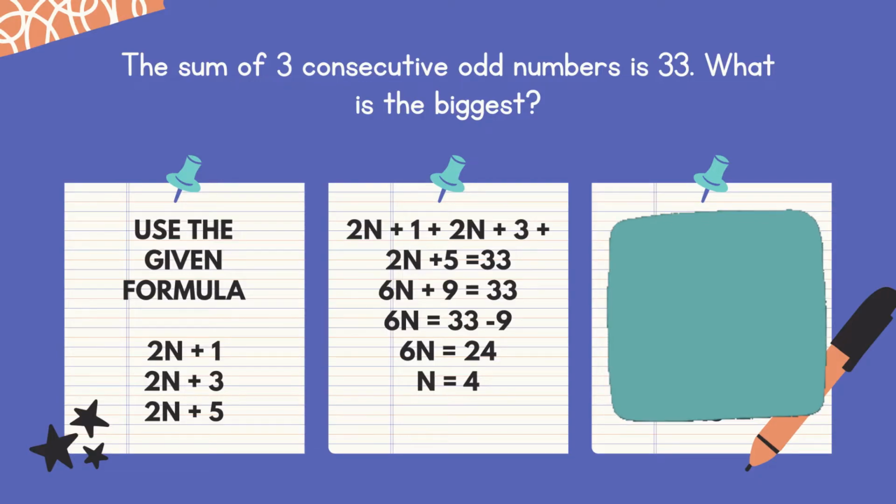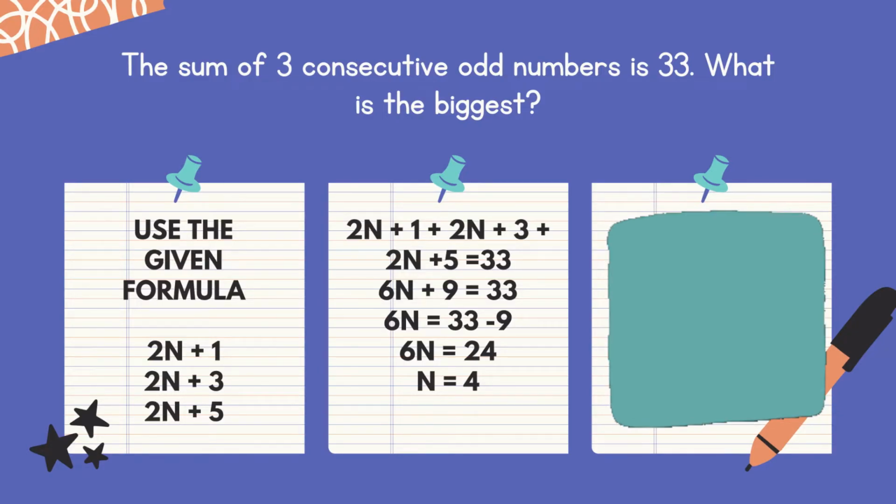Then, add the 3, 5, and 1, and that equates to 9. Then, as you can see here, we have 6n plus 9 is equals to 33. Then, the next step that we will be doing is transposing 9 to the other side. And when transposing 9 to the other side, it will also change its sign from positive 9 to negative 9.